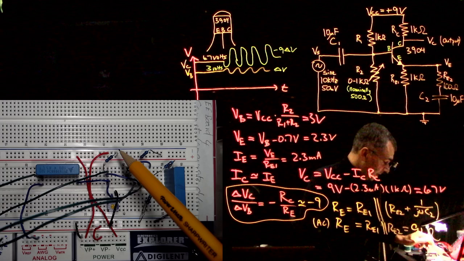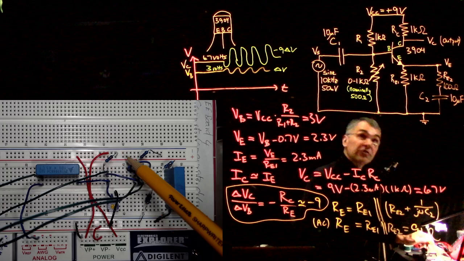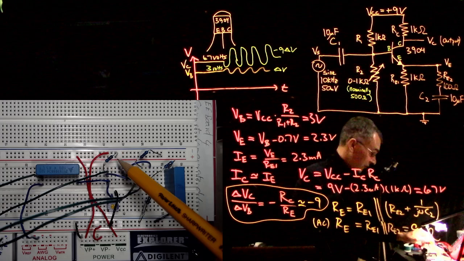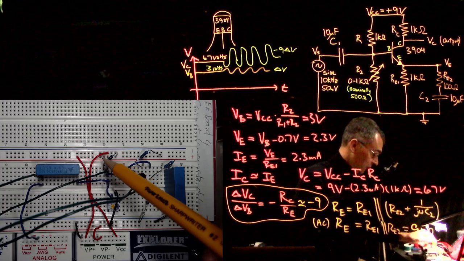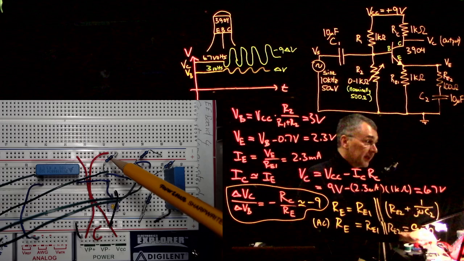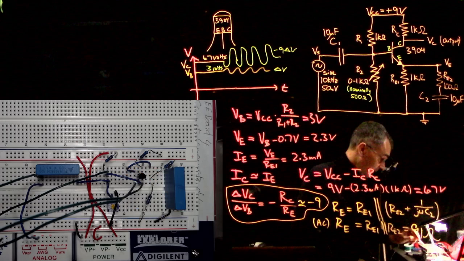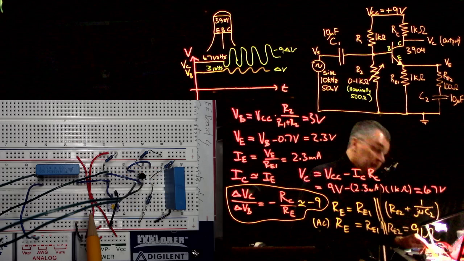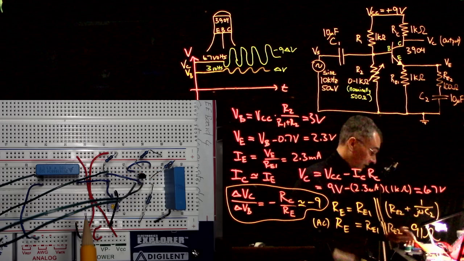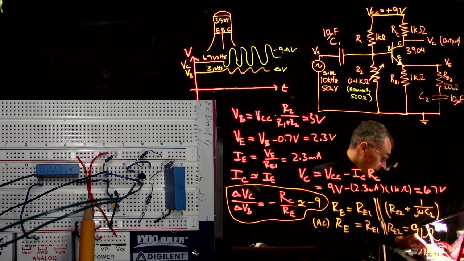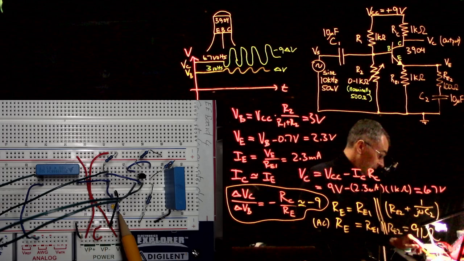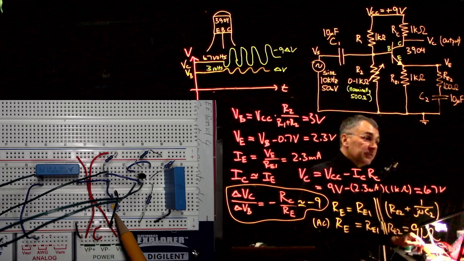So I have my 1K resistor R1 here going from plus 9 volts to the place where I'm making all my base connections. And then I have my input signal from the right-hand side of C1 coming into where I'm making all my base connections. And then this is a 1K potentiometer.